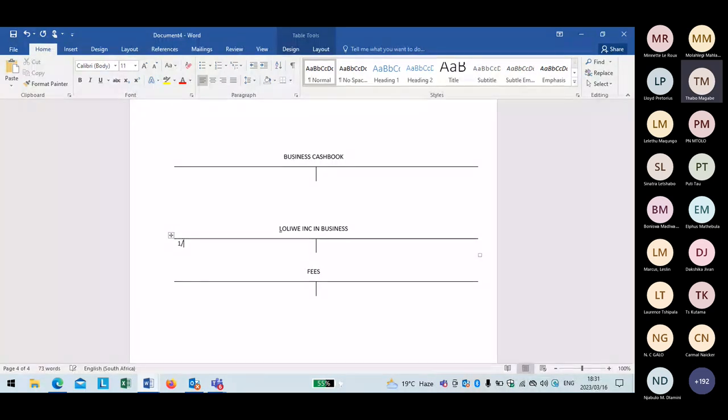You can say fees if you like. You can still say one third allowance received. If you are not sure of the rate that was used, simply say allowance received. And then on the fees, we credit, not so? Yes. And the narration is? Loliware Inc.